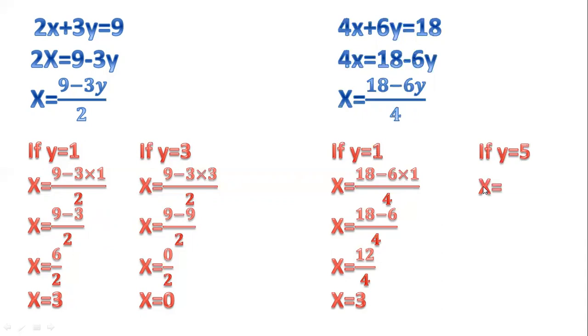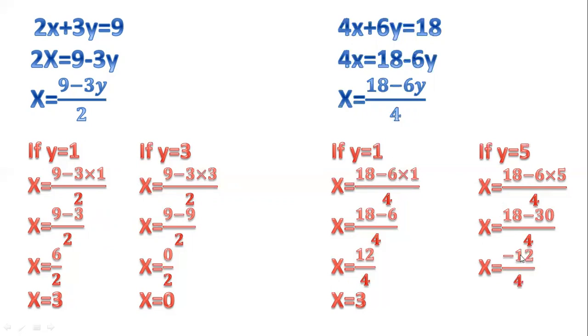If y is equal to 5, then 18 minus 6 into 5 by 4, 18 minus 30 by 4. 18 minus 30 is minus 12. Here you should be very careful. If the numbers have different sign, you have to subtract, and put the sign of the bigger number. x is equal to minus 3. Now you got the two solutions for both the equation.